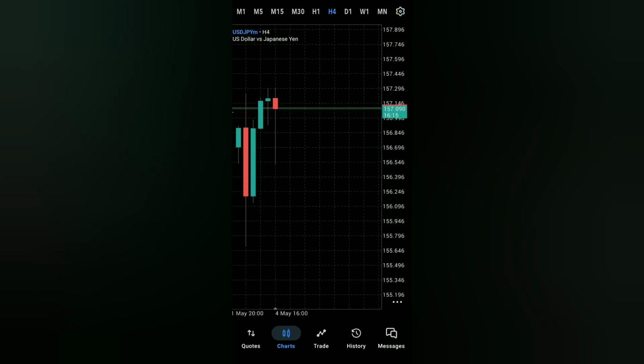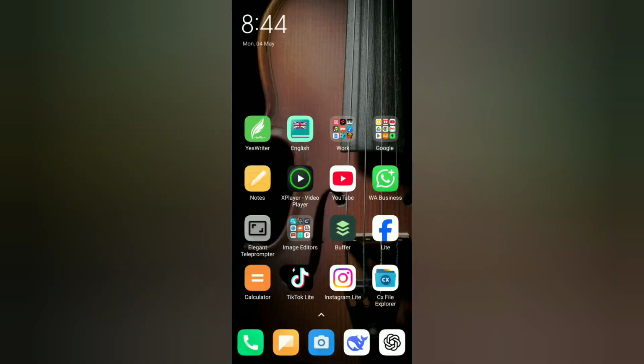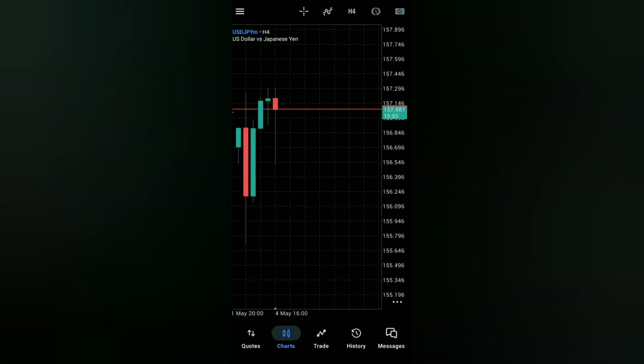Then 4 times how many will give you 24? 24 hours is 1 day, right? So day 1 is 24 hours. 24 divided by 4 is 6. So 6 of this 4 hour candle will give you 1 day candle. That is day 1.